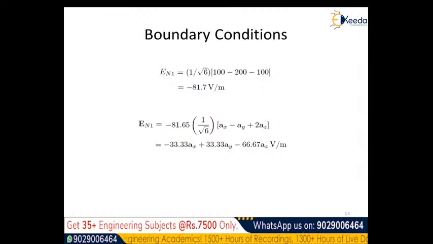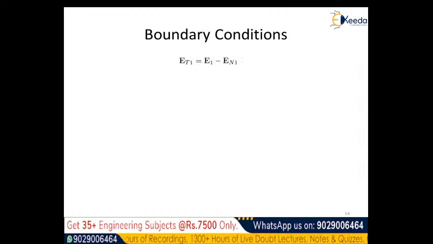Now the tangential component from this equation we can find out: Et1 is equal to E1 minus the normal component En1. En1 we have already written. So here it will be 133.3 Ax plus 166.7 Ay plus 16.67 Az.